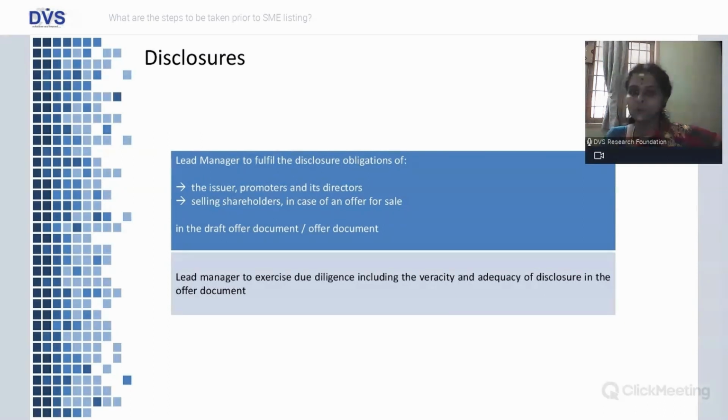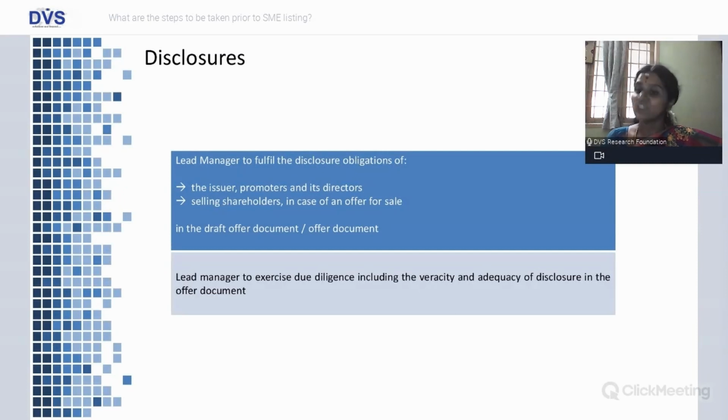Then comes your 245, the disclosure obligations. The lead manager shall fulfill the disclosure obligation of the issuer, promoter, and the directors. The selling shareholder, if it is an offer for sale. When it comes through OFS mechanism, you have to certainly fulfill the disclosure obligation of the selling shareholder. These disclosures shall be in compliance with whatever is the obligation as provided under your Companies Act, and it also talks about your Schedule 6 Part A of this ICDR regulations, where you have the prescribed format for the drafting of this offer document and what are the disclosure norms to be met while you do this offer document before filing it with the ROC or the board or exchanges as the case may be.